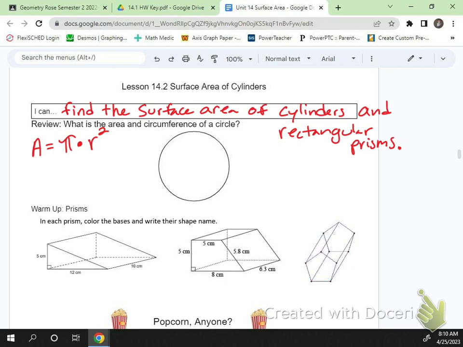You're writing this down for your review because you're going to need it today. And remember, this is the center. From the center to the edge of the circle, that's your radius. What's the circumference? Two times pi times r, or diameter times pi. Today we're really going to be using the radius, okay?